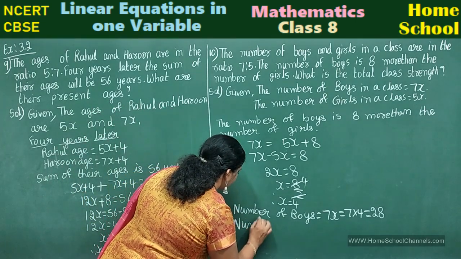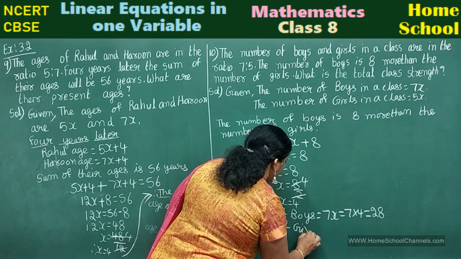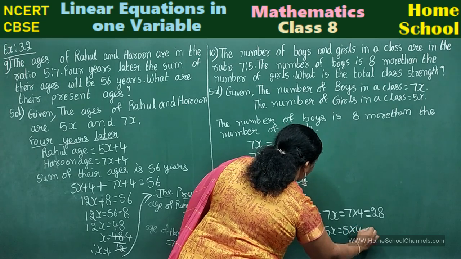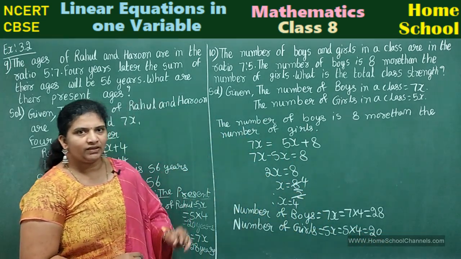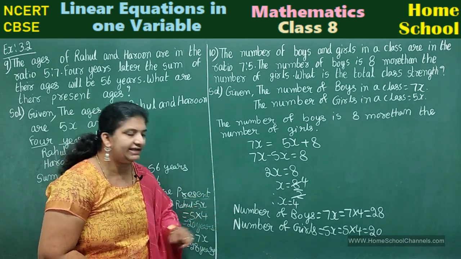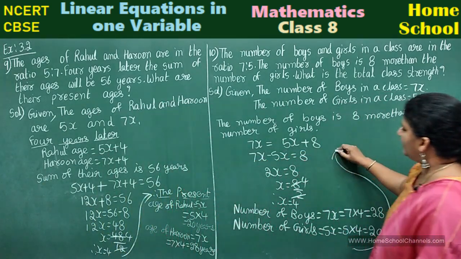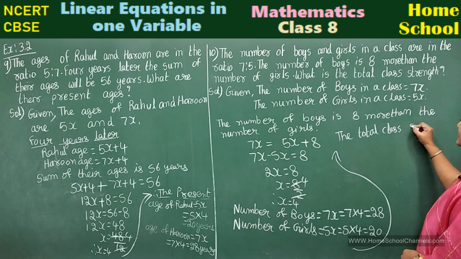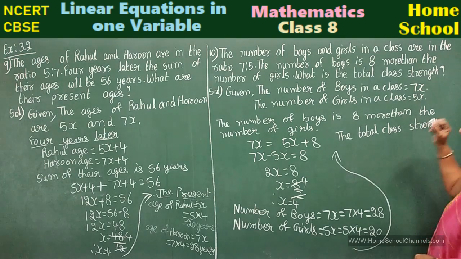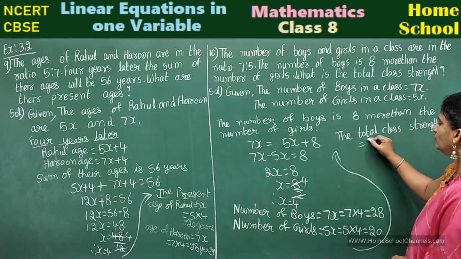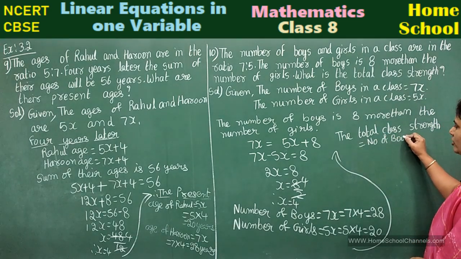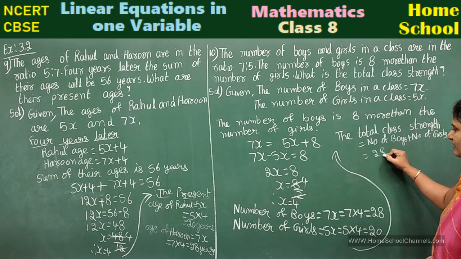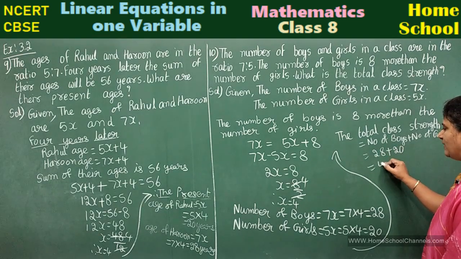Next, number of girls. How many girls are there? 5x girls. 5x, x value substitute, 5 into 4, that will be 5 fours are 20. So in this classroom, 28 boys and 20 girls are there. So final answer, let me write here. The total class strength is equal to, we need to find total class strength. That means that is equal to total number of boys plus total number of girls. Boys 28, girls 20. 28 plus 20 will be 48.